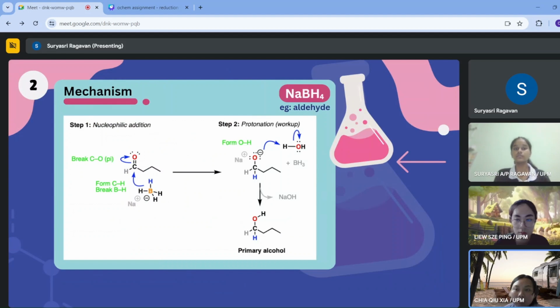So the second mechanism is by using sodium borohydride. So here there are two steps. The reagent it will use is aldehyde. It will break the carbon-oxygen pi bond and form the carbon-hydrogen bond. And the protonation forms the oxygen-hydrogen bond by adding the hydrogen ion to form the primary alcohol.